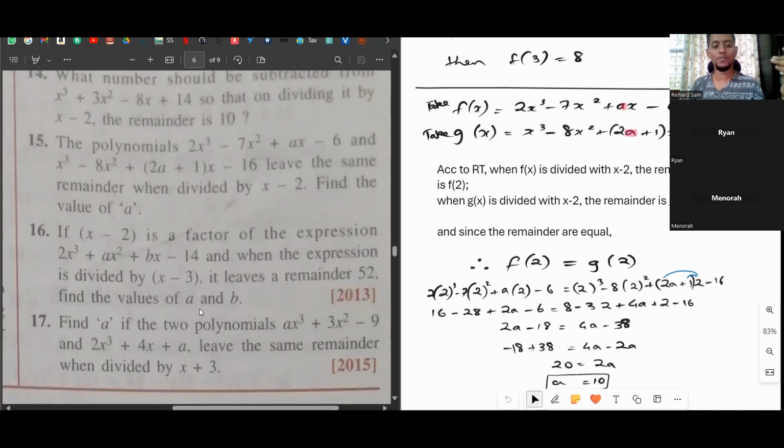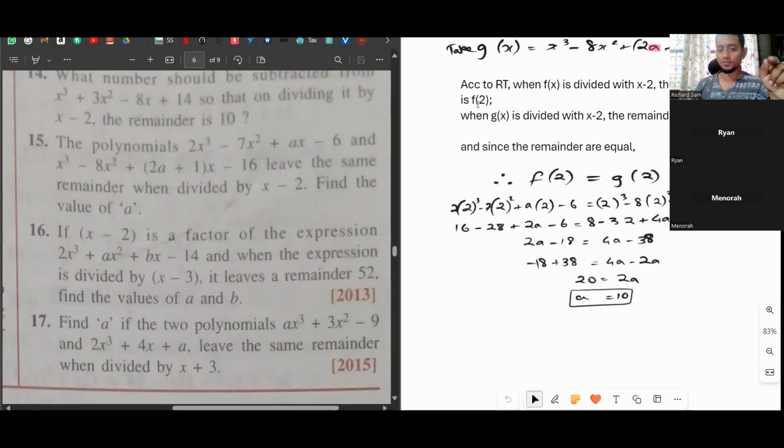Now, there are some questions where you have to do simultaneous equations also. Like see the 16th question here. If x minus 2 is a factor of the expression, and when the expression is divided by x minus 3, it leaves a remainder 52. So there are two things you're dividing with. First, when you're dividing with x minus 2, they're saying that x minus 2 is a factor. So the remainder will be how much? F of 2 will be 0. F of 2 is the remainder, and that will be 0. Then the same expression you're dividing with x minus 3, and the remainder is 52. So what do you get from that?